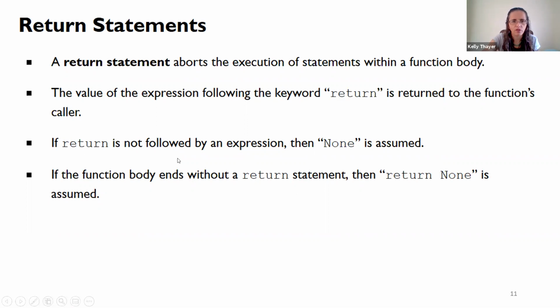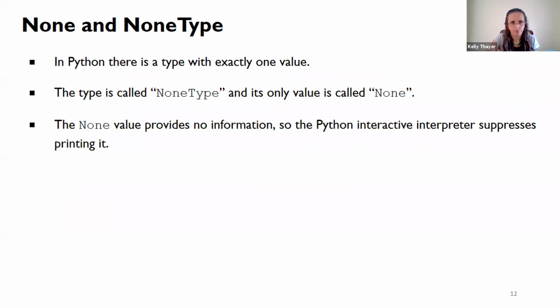If return is not followed by an expression, then None is assumed. That means it doesn't actually return anything. So a function could execute, like the greeter function, for example. What does the greeter function need to send back? It's just printing to the screen. It does not need to send information back to the caller. So that's an example where None is going to be returned. If the function body ends without a return statement, return None is going to be assumed. So even if you don't explicitly put it there, Python will put an implicit return there for you.